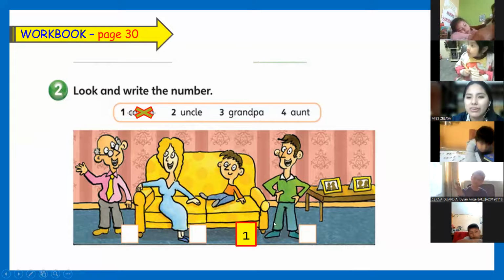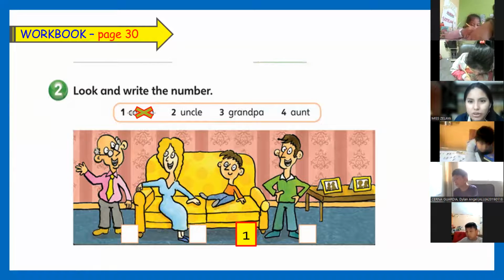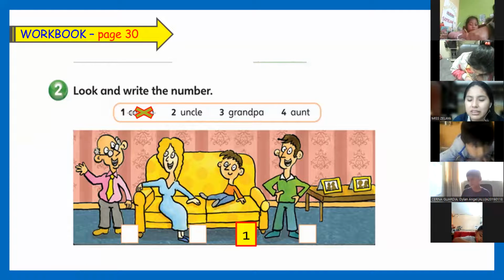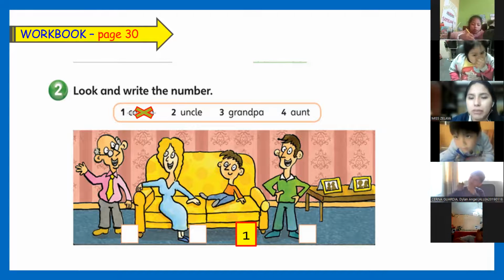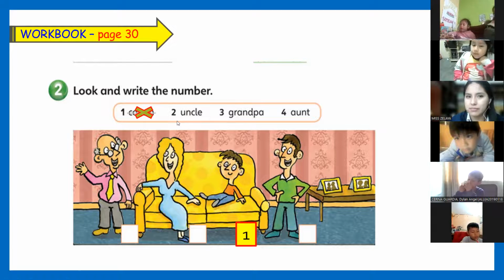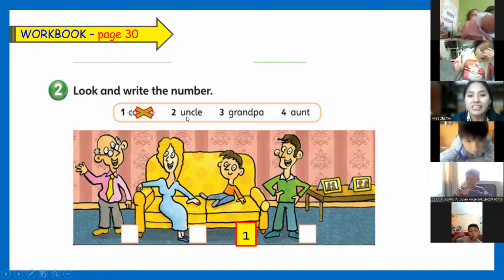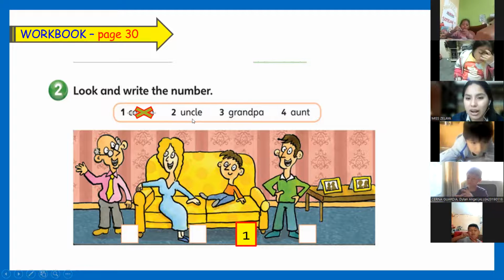Miss, I finished. Rafael Serrano. Okay, Rafaelito, congratulations. Felicitaciones para ti que lo has hecho solito. Perfecto. Eso significa que estás entendiendo y estás trabajando muy bien. Miss, one moment, please. Un momento. Estoy trabajando el look and write the number. I finished. Okay, very good. Excellent, Rafaelito. The number 2 is uncle.